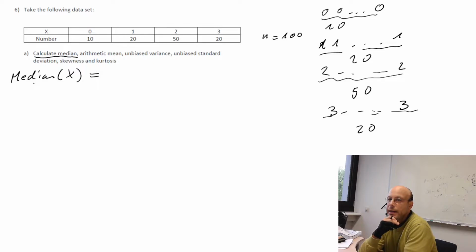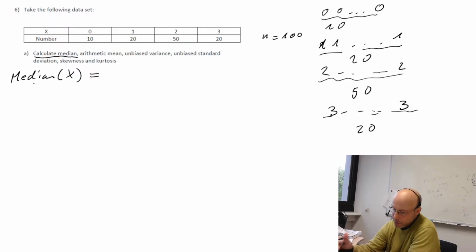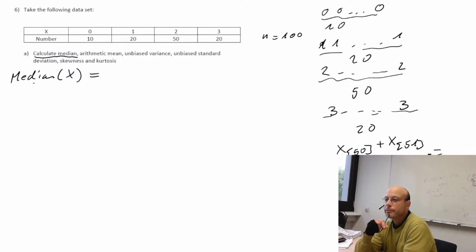So we have an even number. So what we have to do is the 50th largest and the 51st largest number of our random sample, adding up, dividing by 2. So what we need is x50 plus x51 divided by 2. What is x50 and what is x51?